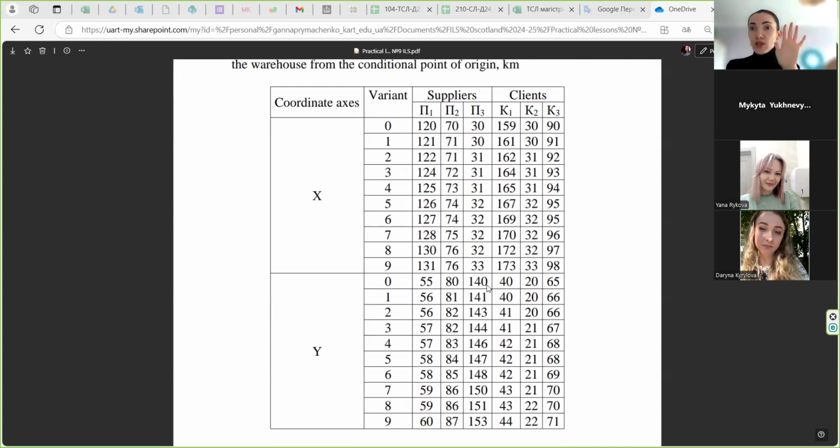So we can locate our coordinate axes. Please do it for your variant now. Show which coordinates you have. And also locate where your suppliers 1, 2, 3 are, and where your clients 1, 2, 3 are located. Also, please do it now if you can.